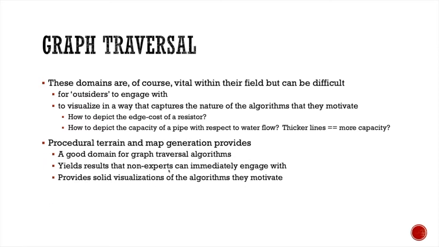Procedural terrain and map generation provides an alternate example, and I also believe that it provides good visualization of the underlying algorithm that you're trying to depict. Procedural terrain does use graph traversal algorithms. It does yield results that non-experts can immediately engage with, understanding intuitively things like elevation. And it does provide solid visualizations of the underlying algorithms that they motivate.